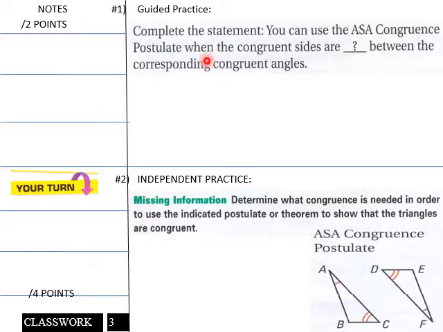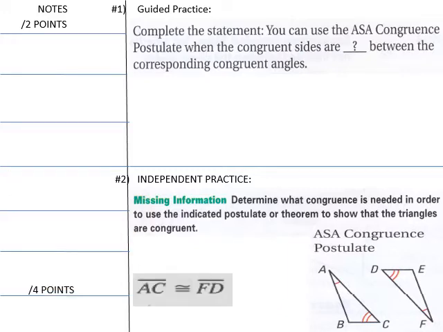Okay, first let's practice completing the statement. You can use the ASA congruence postulate when the congruent sides are blank between the corresponding congruent angles. Missing information, determine what congruence is needed in order to use the indicated postulate or theorem to show that the triangles are congruent. Students, ASA congruence postulate. So what's missing here for that postulate with these two triangles, students?